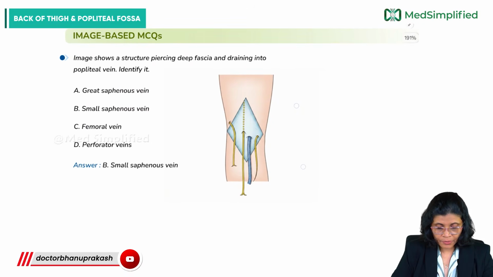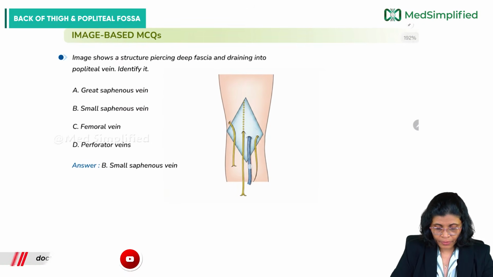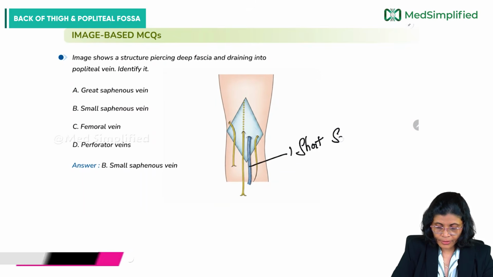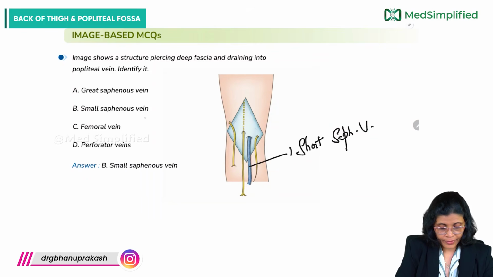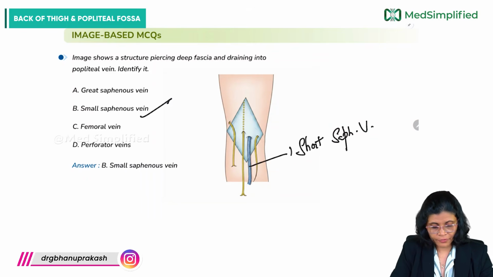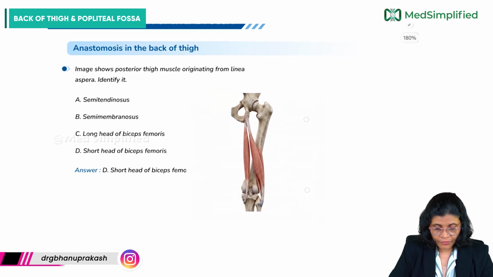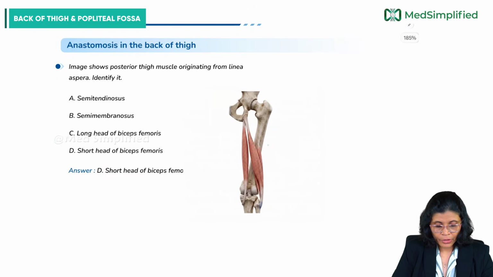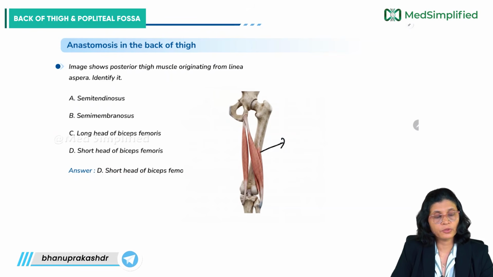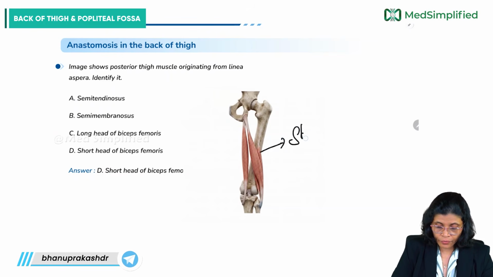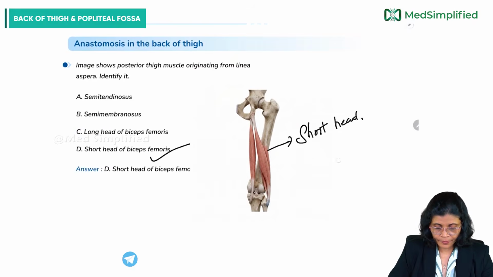The image shows a structure piercing the deep fascia and draining into the popliteal vein. Which vein is that? The short saphenous vein, or the small saphenous vein. The image shows a posterior thigh muscle originating from the linea aspera. Which muscle originates from the linea aspera? Because the rest are all hamstrings in the posterior. So, it is only the short head of biceps. So, D is the right choice.